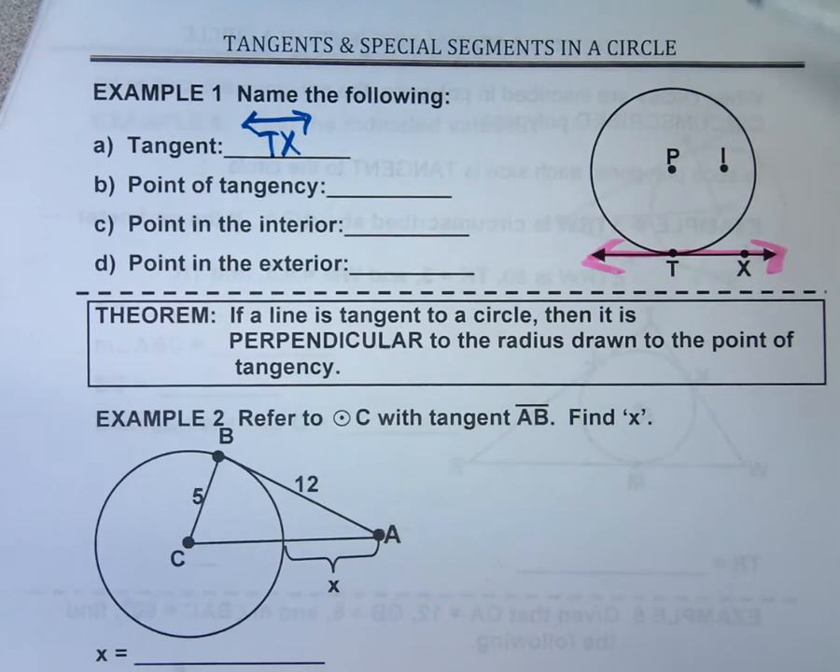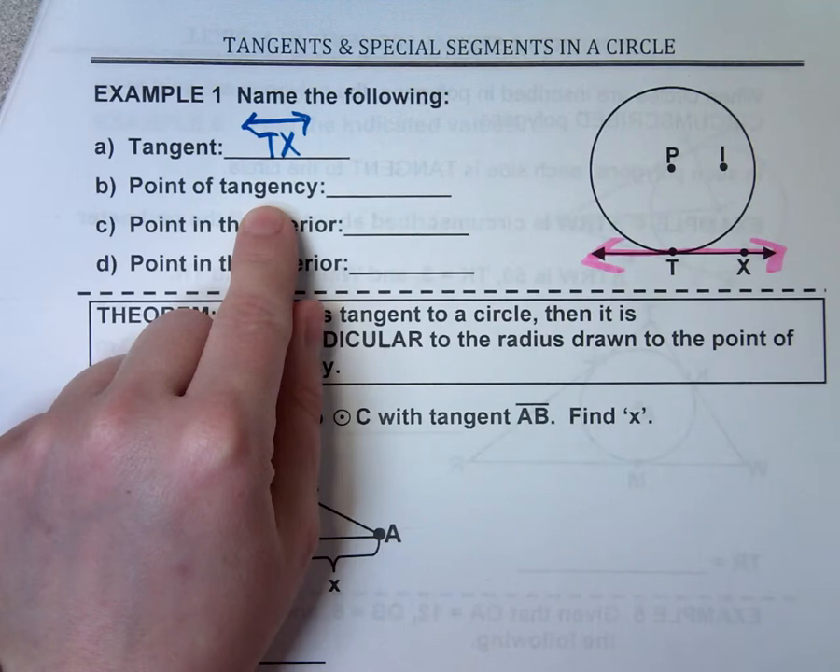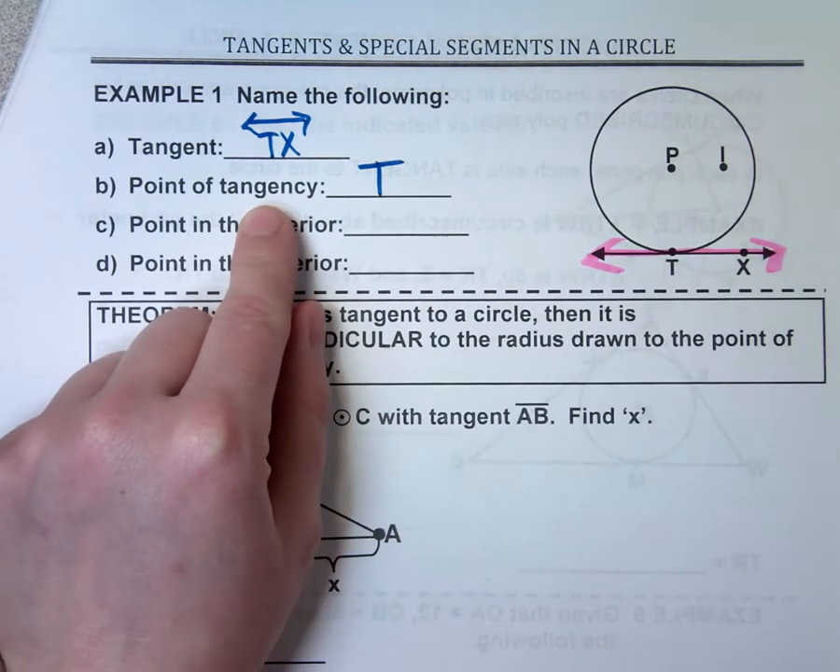Okay. And the point of tangency. The point of tangency is where it touches the circle. What point does it touch the circle at? T. So that's its point of tangency.